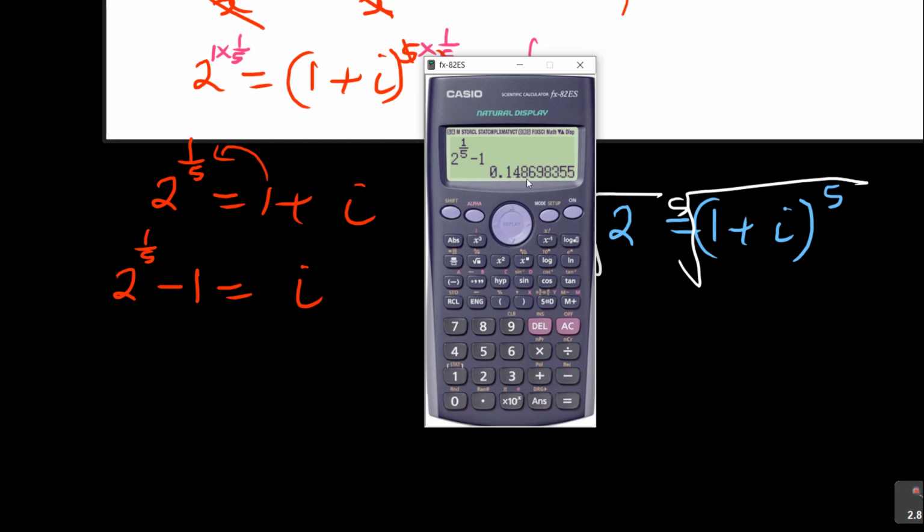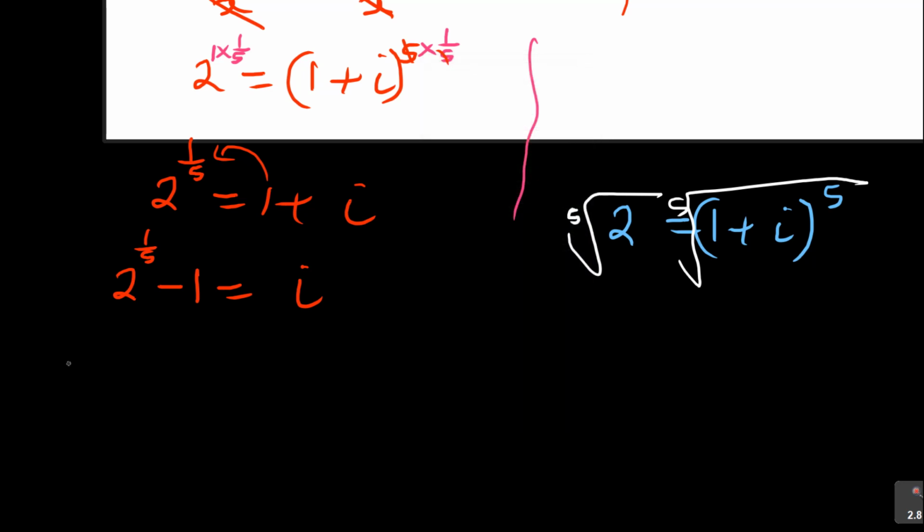Just to remind you, whenever you're dealing with i, when you get whatever you get, you multiply by 100 to make life easy. Then it becomes 14,87. So i is equal to 14,87. Now i is in percent. The interest rate must be in percent. That's how we do it.